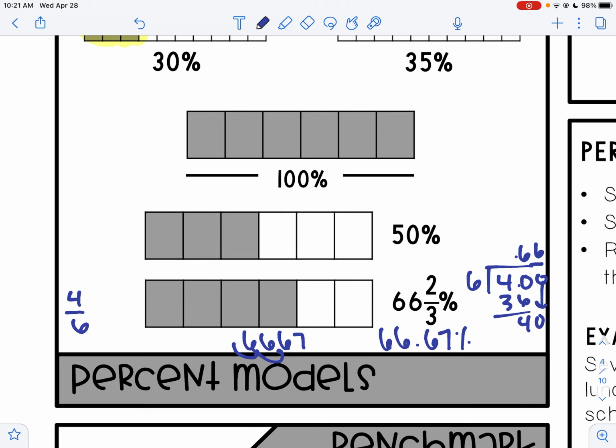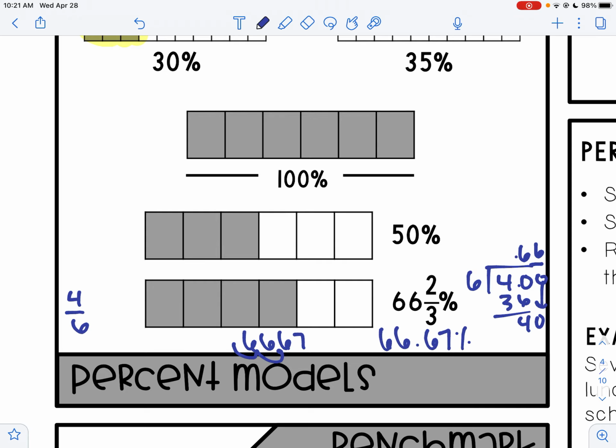Now, let's move on to benchmark percents. Benchmark percents just means that these are really common and that it would be very helpful for you to maybe memorize some of these. So the top one, it says from 0 to 1, but then it's broken up into 1/4, 1/2, and 3/4. A way that I find this easy to remember is quarters. 1/4 is equal to 25 cents. 2 quarters is equal to 50 cents. 3 quarters is equal to 75 cents. And then 4 quarters is equal to 100. So this one out here would be 4/4. And then 1/2 would be 2/4. Those are equivalent fractions.